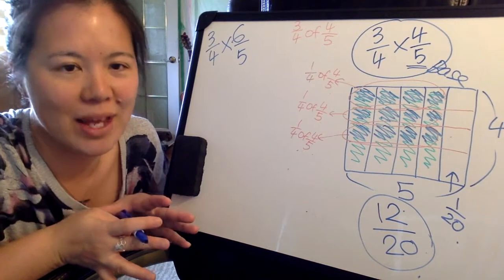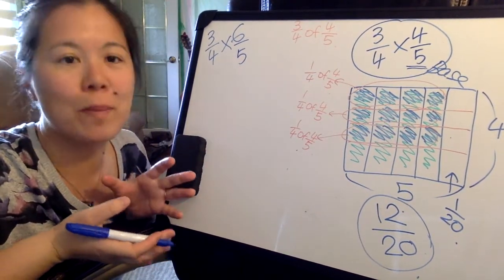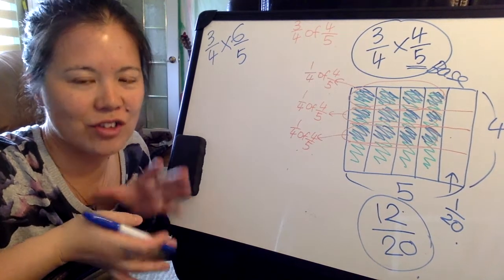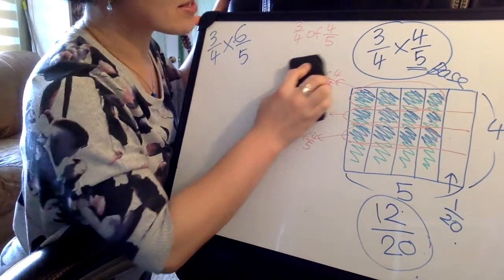But then what happens if one of these fractions is actually bigger than 1? How does that change? I'm going to show you that next, so I'm going to erase this bit now.